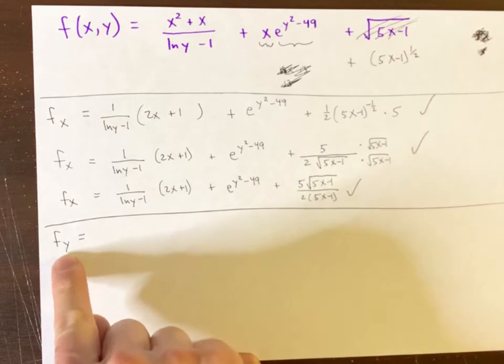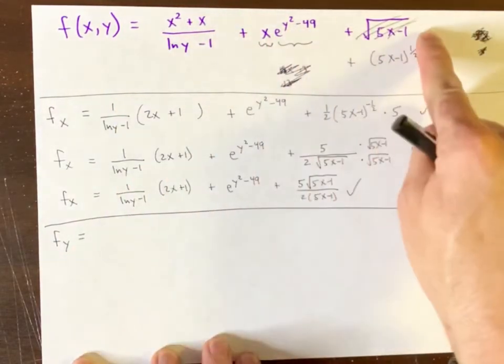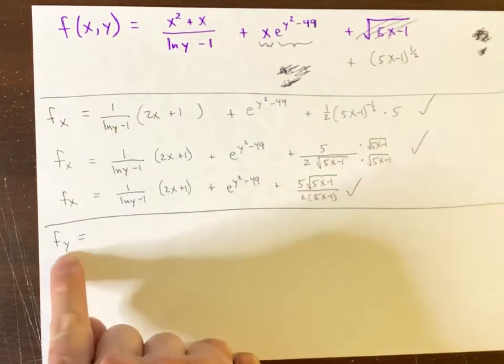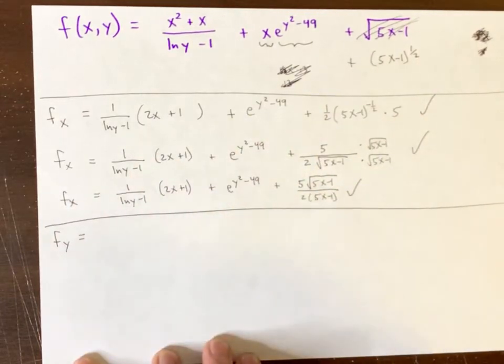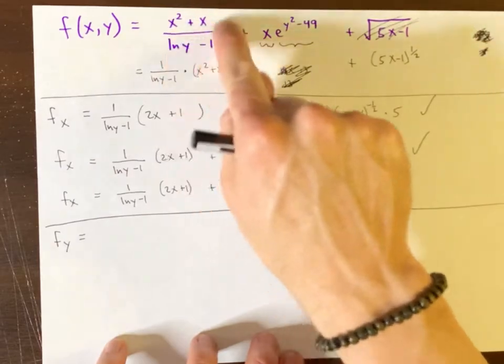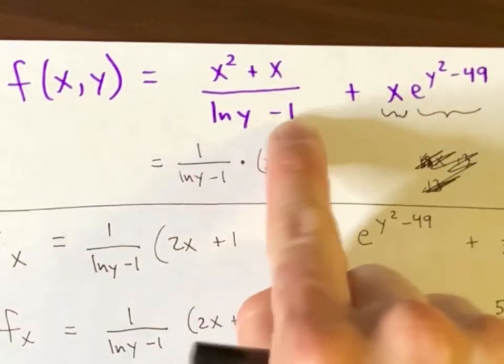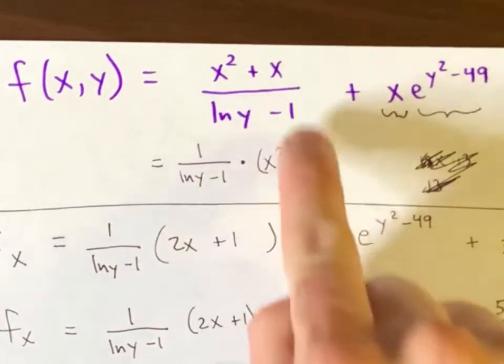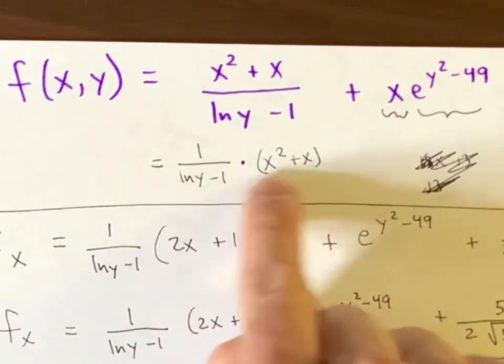Now, for f sub y, we take the derivative of this again, but this time we pretend that y is a variable and x's are all constants. You know what I think would have been helpful? If you rewrite this like that, where you pull out the bottom into the front as a coefficient, and you just leave the top off to the side. That's not a bad idea.